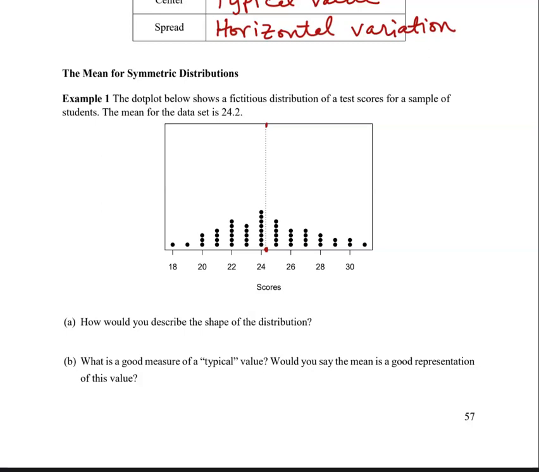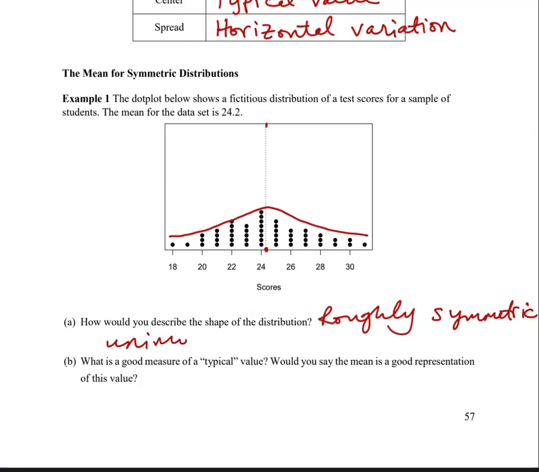How would you describe the shape of this distribution? Well, it's not perfect, but I hope you would say that it is roughly symmetric and unimodal. It's got the one peak at the top, and it certainly looks to me like it's close to a bell-shaped curve. So I would say roughly symmetric. And let's add in unimodal just for clarity. And so what is a good measure of a typical value, or the center?